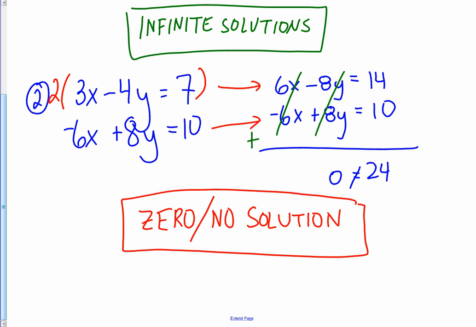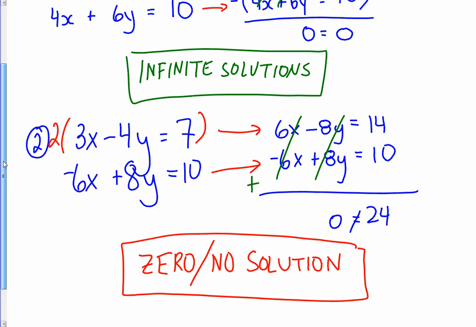But if you ever come to a problem and in elimination or substitution you get 0 equals 0, that's infinite solutions. Or 0 equals some number, that's 0 solutions. No solution, okay? All right, that is it for today.